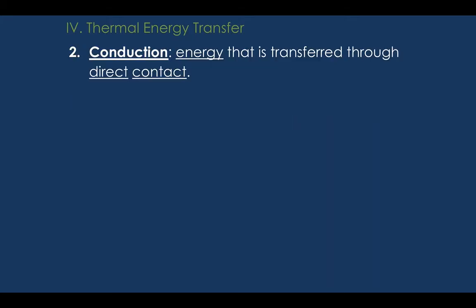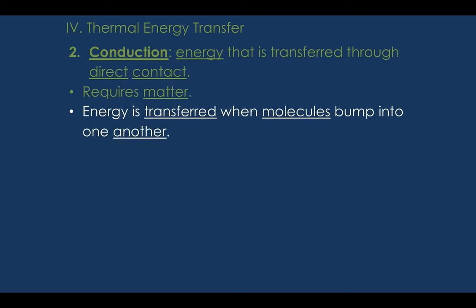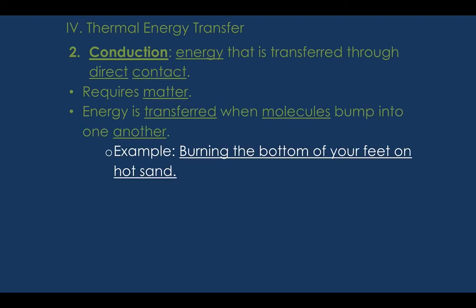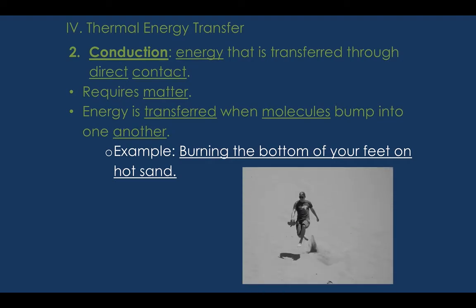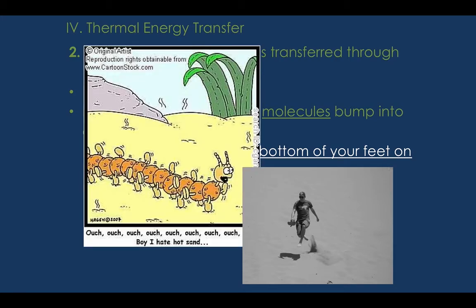The second type is called conduction. And conduction is when energy is transferred through direct contact. So you have to have actual contact for this to happen. It does require matter. For conduction to happen, you have to have atoms and molecules involved. The energy is transferred when the molecules bump into one another. An example of this would be burning the bottom of your feet on the hot sand. All right, when you actually touch the hot sand, that is conduction.